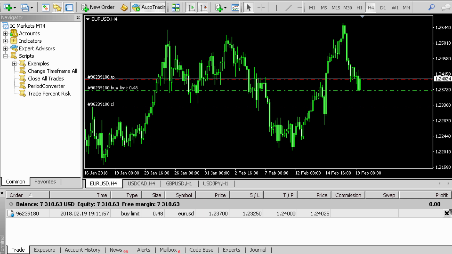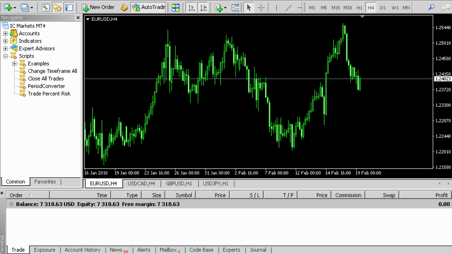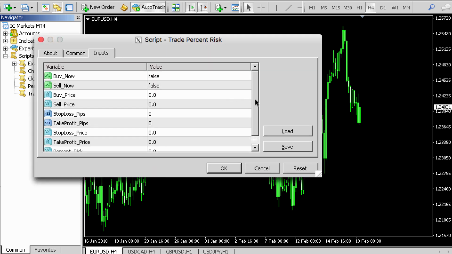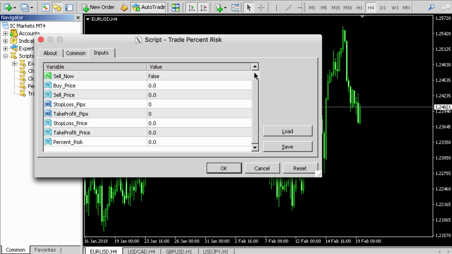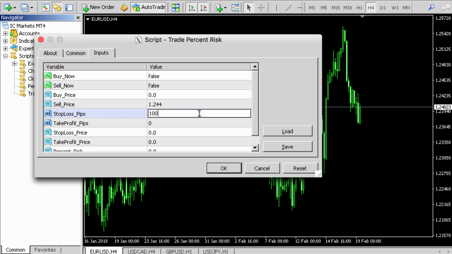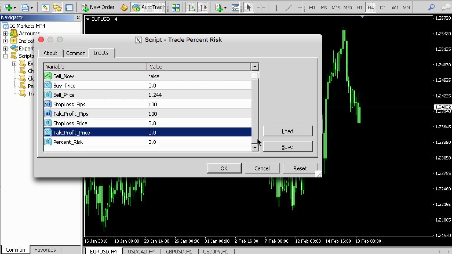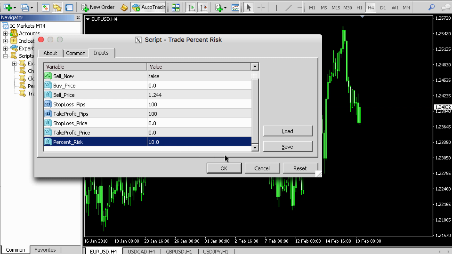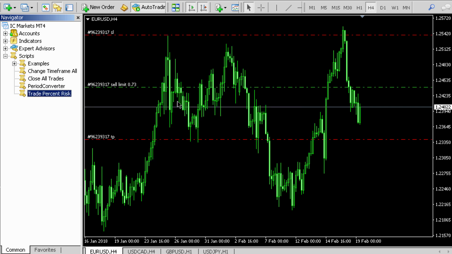So why is this script useful? Instead of placing the trade manually on our own, why would we want to automate the process? Let me illustrate the reason. Let me standardize the parameters for the script. Let's say we take a sell trade at 1.2440. Let's say we have a stop loss of 100 pips and a profit target of 100 pips. And for illustrative purposes, let's say we risk 10% of the account. Obviously this is not recommended, but just to illustrate why this script is useful, I'm going to use a larger number. So I'll place a trade here.